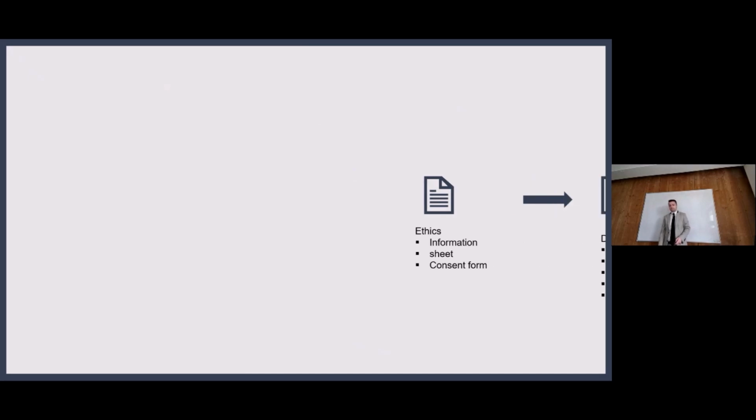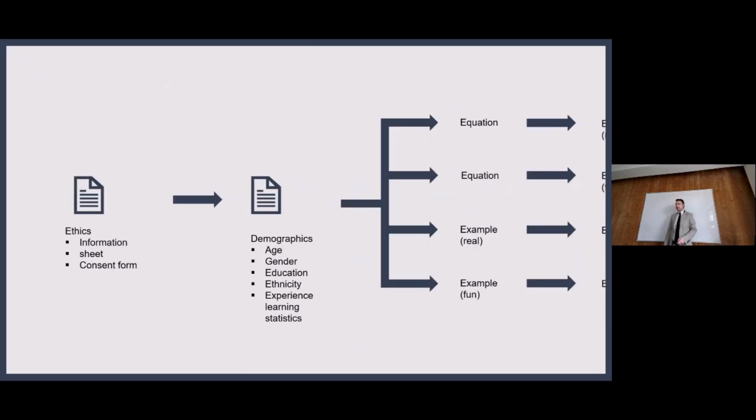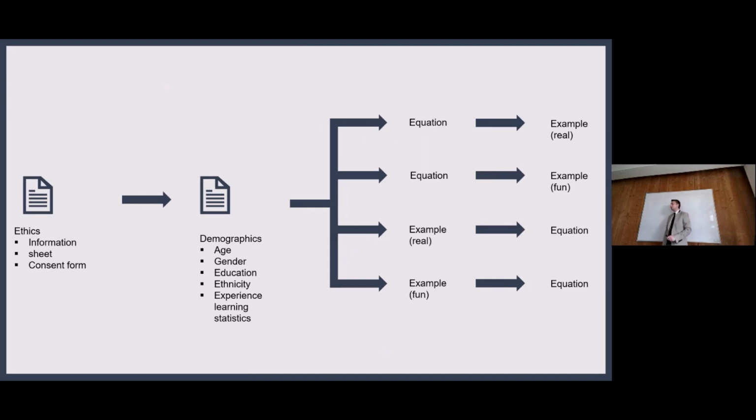This is what the study would look like from the point of view of the participant. First, you do the ethics forms, the information sheet and the consent form. And then you enter some demographic variables. And then everyone is randomly allocated to one of four conditions. Either you see the equation first or you see the example first. And within the example, either you see the real example or you see the fun example.